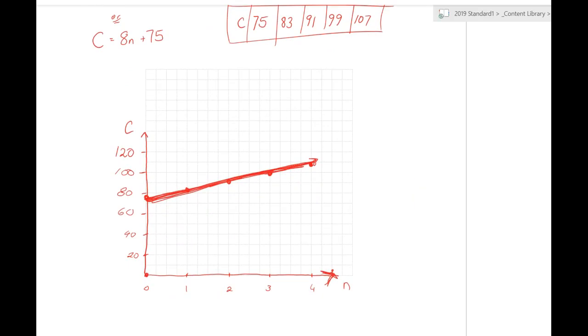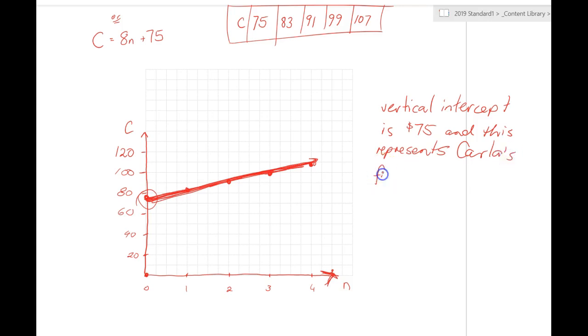Well, the vertical intercept is easier. My vertical intercept is, right, this point here, which is $75. And this represents what we might call Carla's fixed costs. No matter how many jobs she does, it's always going to cost her at least $75.